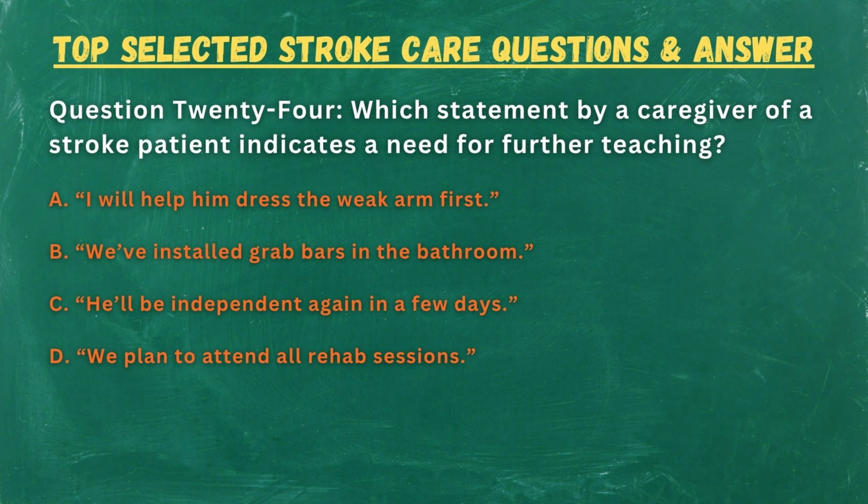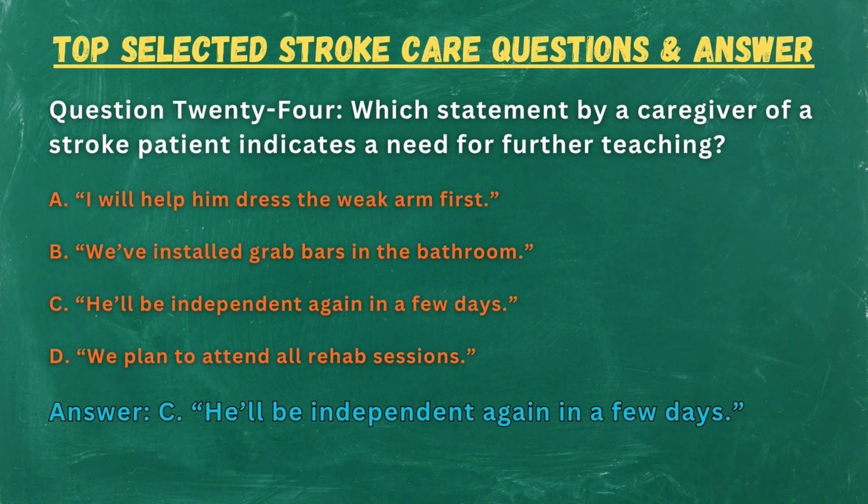Question 24. Which statement by a caregiver of a stroke patient indicates a need for further teaching? A. I will help him dress the weak arm first. B. We've installed grab bars in the bathroom. C. He'll be independent again in a few days. D. We plan to attend all rehab sessions. Answer: C. He'll be independent again in a few days.